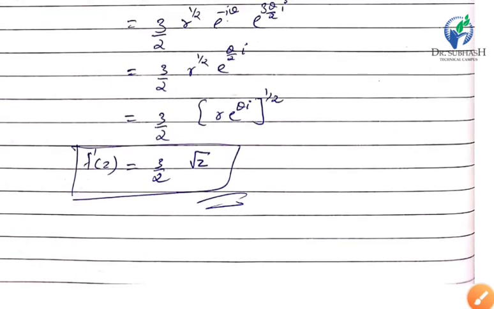So this was the basic concept of analytic function, and we have discussed the CR equation in Cartesian as well as in polar form.